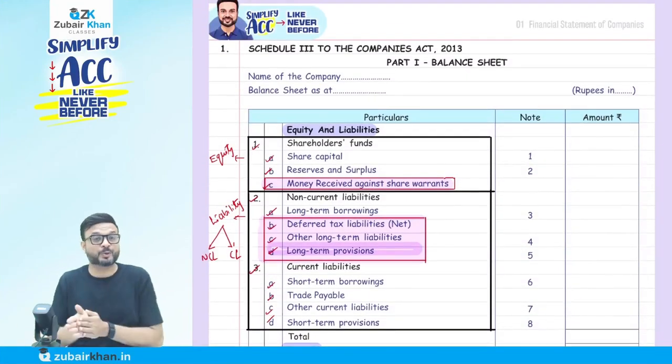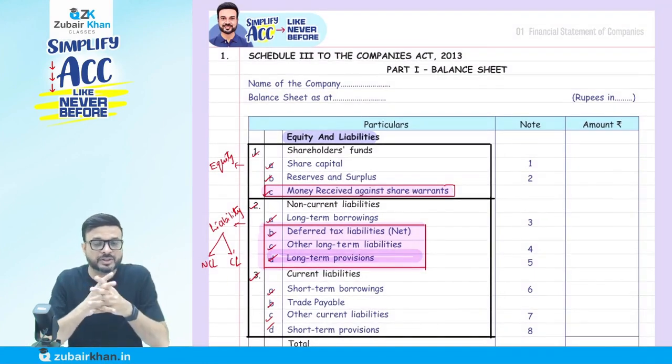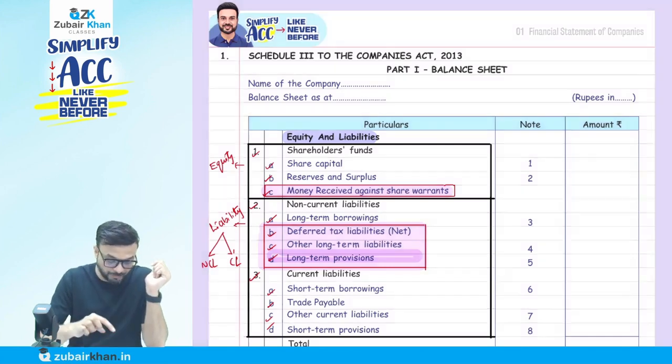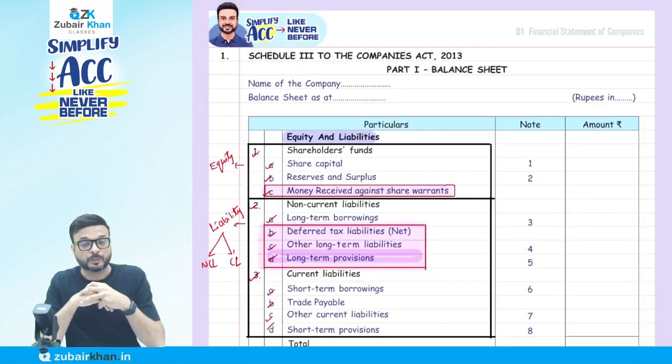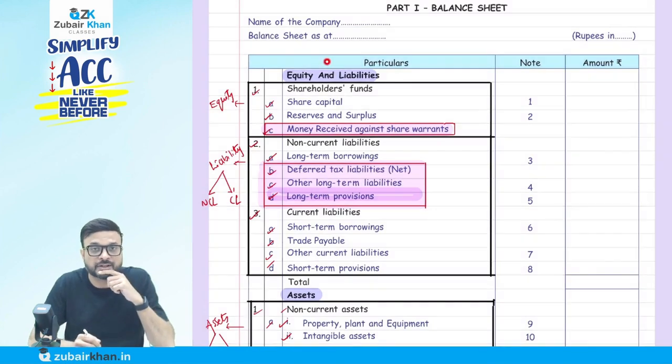So what we will do today, we will revise whatever we have discussed in our previous session. In our previous session, we discussed Schedule 3 Part 1, that is of the balance sheet. We'll discuss the format of the balance sheet, do the revision here, and then we'll start solving with question number 2.